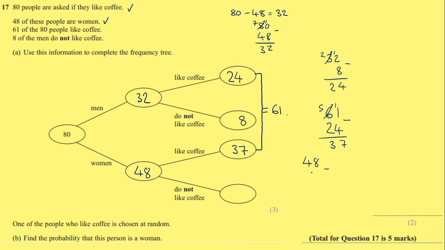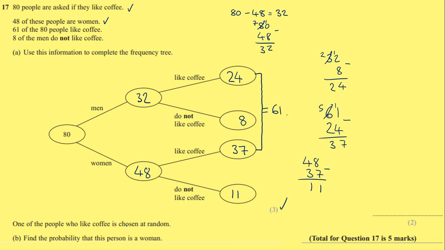Now there were 48 women. 37 liked coffee. 8 take away 7 is 1. 4 take away 3 is 1. And so in total there will be 11 women who did not like coffee. That's 3 marks. And really it's just a lot of subtraction. You need to be so comfortable with subtraction.